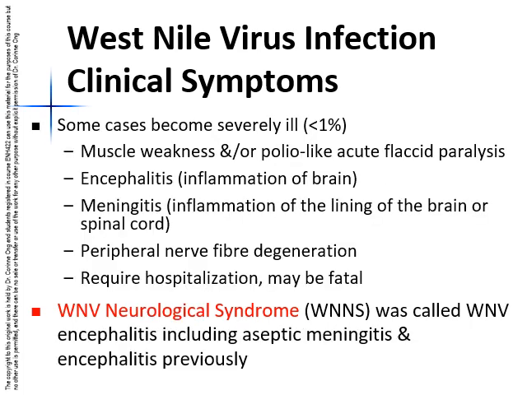A small number of cases, less than 1%, however, may become severely ill with neurological involvement and symptoms such as muscle weakness and or polio-like acute flaccid paralysis, encephalitis, which is inflammation of the brain, meningitis, inflammation of the lining of the brain or spinal cord. Peripheral nerve fiber degeneration may present clinically as well. These cases may become life-threatening. This type of West Nile virus infection is called West Nile virus neurological syndrome.